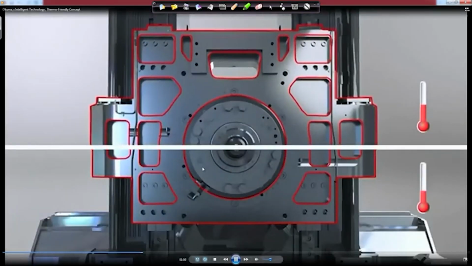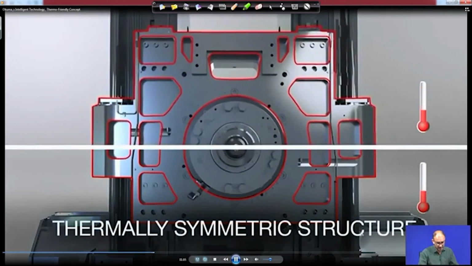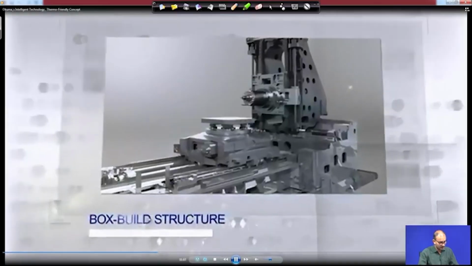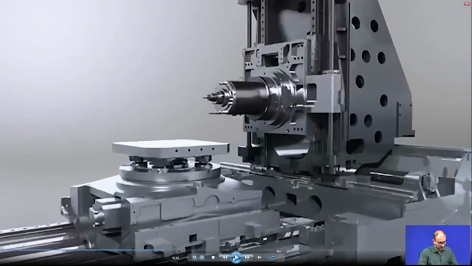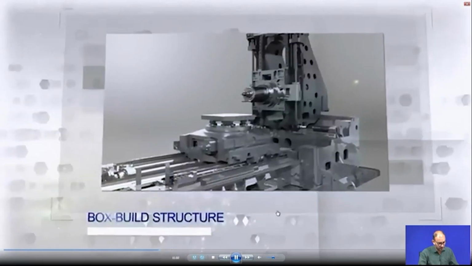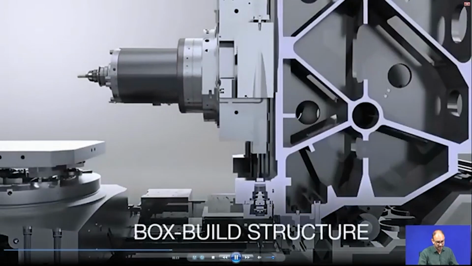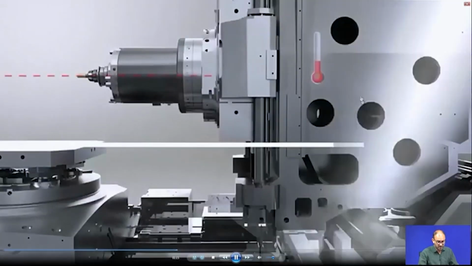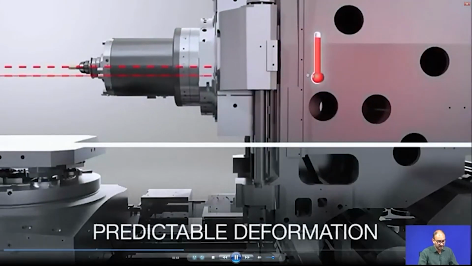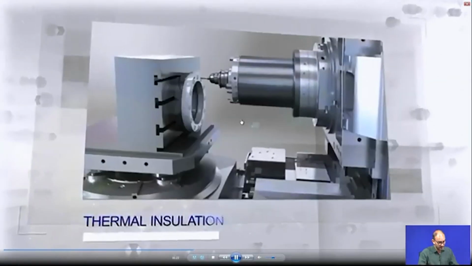Right. So, these ribs are important. Now, see the temperature is moving up here, but still you are in the same direction, a thermally symmetric structure. And this is the box-built structure. So, this whole thing is not a solid structure. Now, if you see the cross section, you will find a lot of ribs. This will help in dissipation of the temperature, because the area increases in this case, and that is the reason you can actually get a predictable deformation here. So, whatever the deformation is, you can predict it.